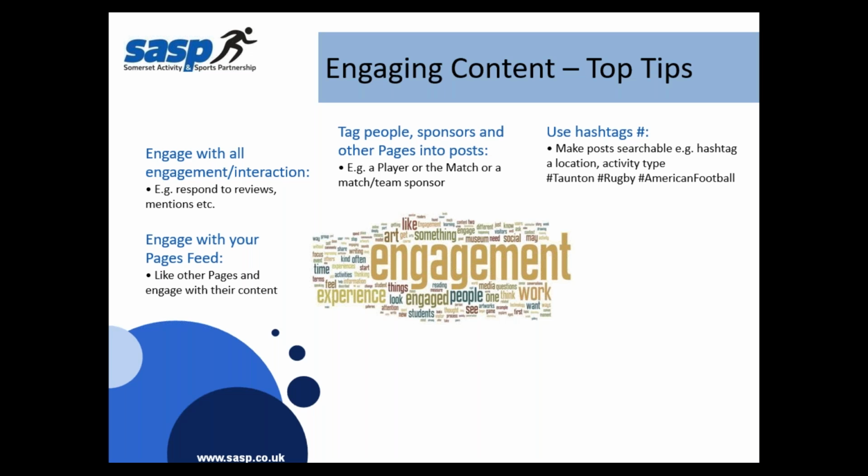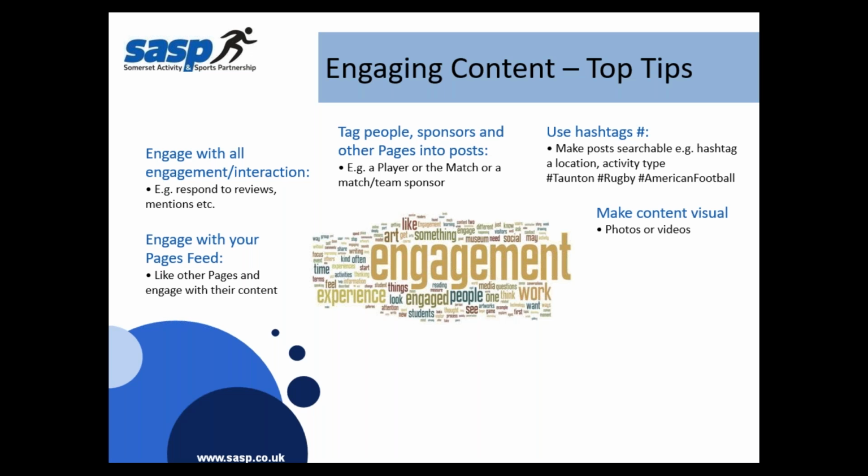We've already talked about hashtags, but they're really great because they make posts searchable. So if someone's following hashtag Taunton, for example, on Facebook, Twitter, or on Instagram, all the mentions of hashtag Taunton will come up in their feed. Hashtags are particularly important for Twitter and Instagram. Apparently the rule for Instagram is you should use at least 11 hashtags, which I think is a bit excessive, but there you go. They are very important on those platforms.